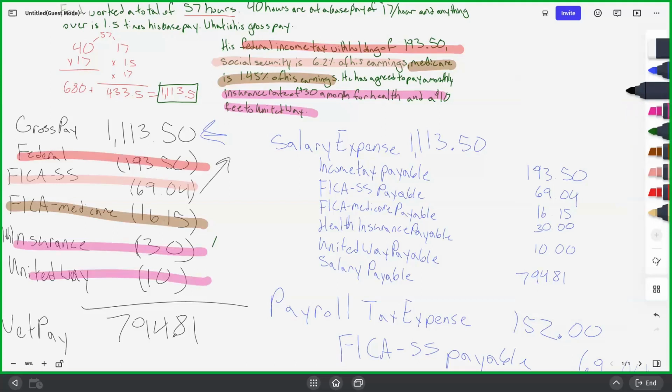So look at this first. 1113.50 times 0.062. That's how we get 69.04. And same thing here: 1113.50 times 0.0145. Does that answer your question?